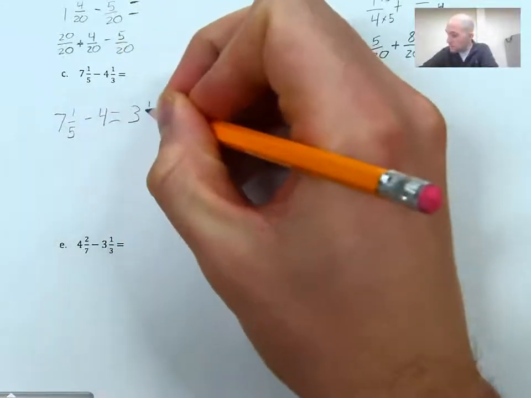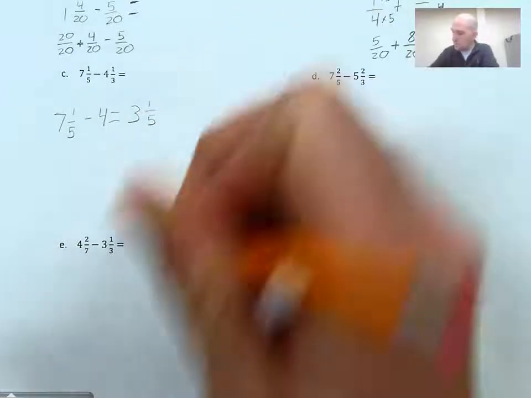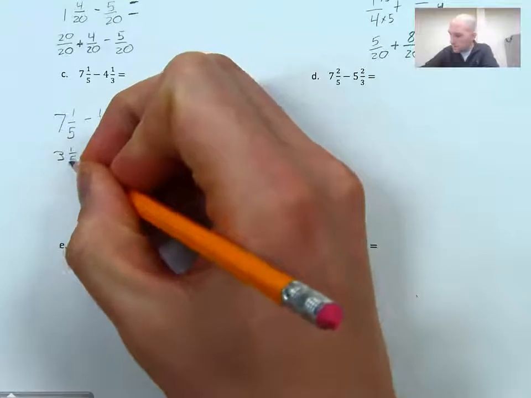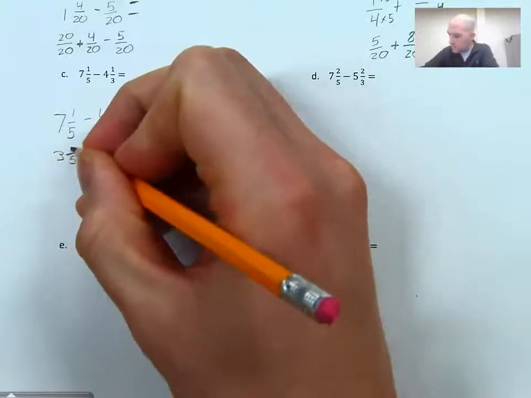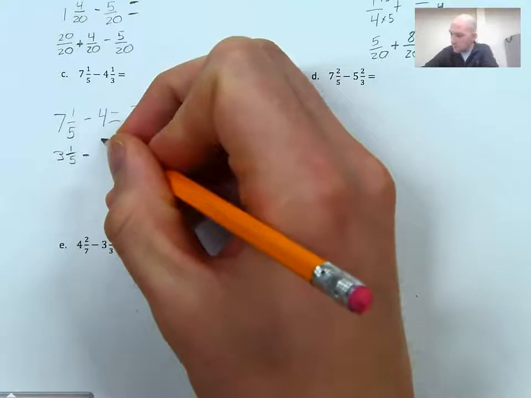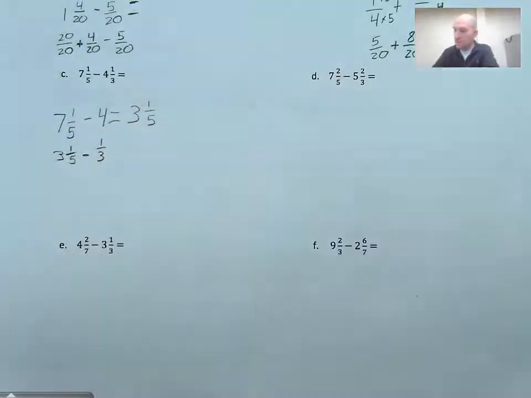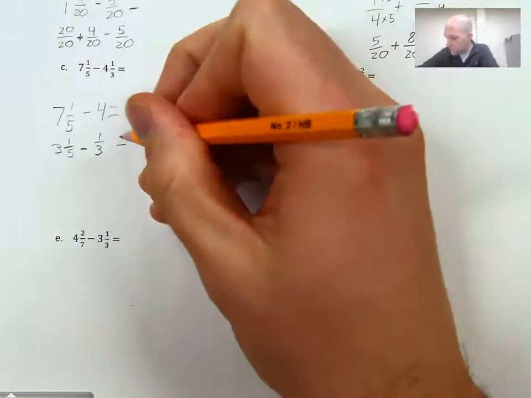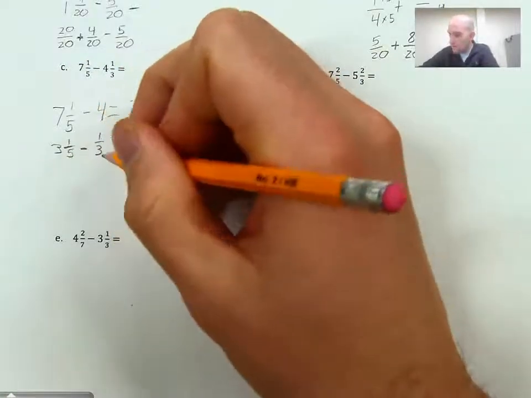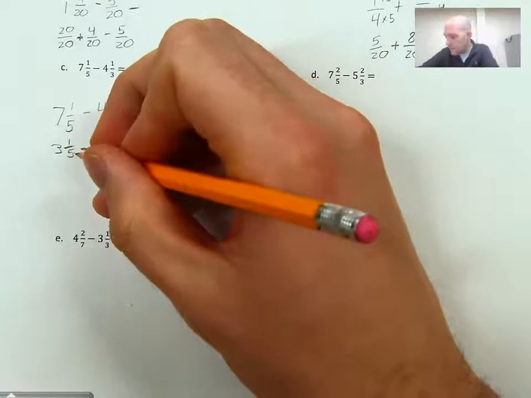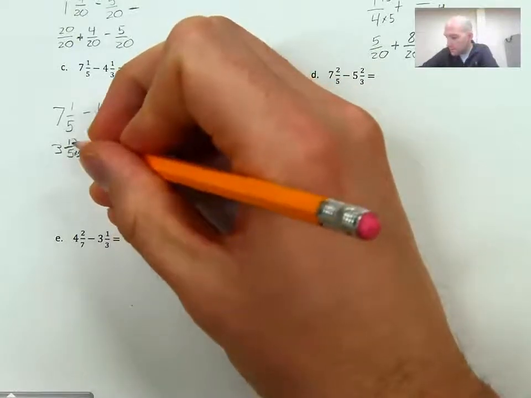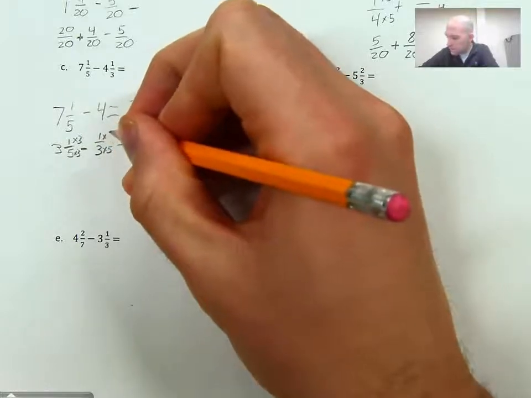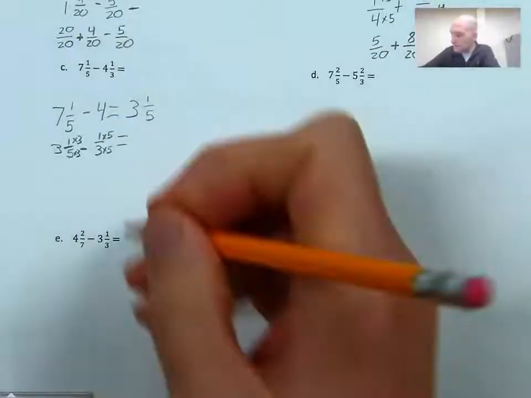We get 3 and 1/5. And then 3 and 1/5. And we need to subtract 1/3. We'll have to find a common denominator between those two. And it's going to be 15. 5 times 3 is 15. 3 times 5 is 15. So I do that to both my numerator and my denominator.